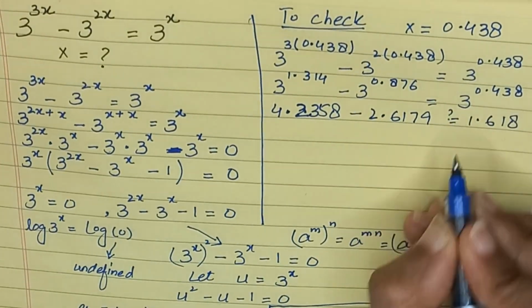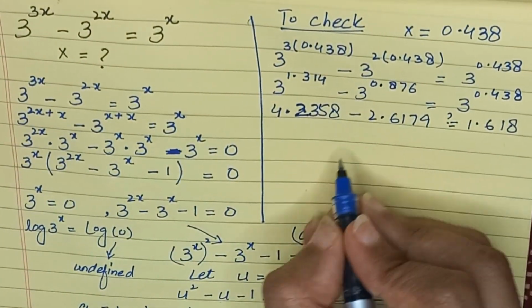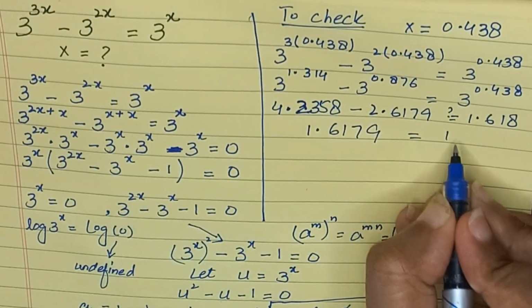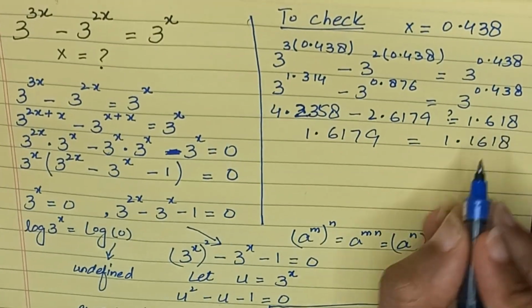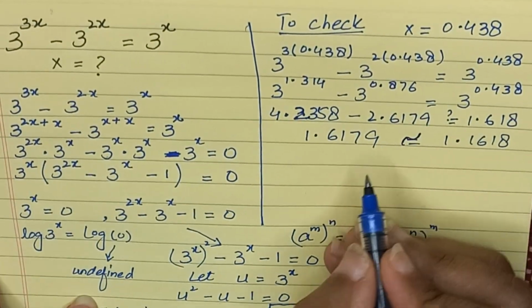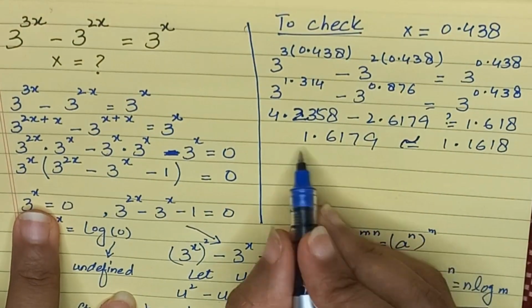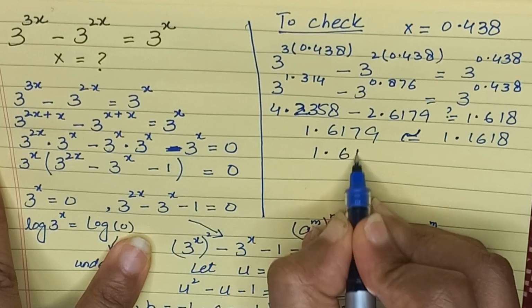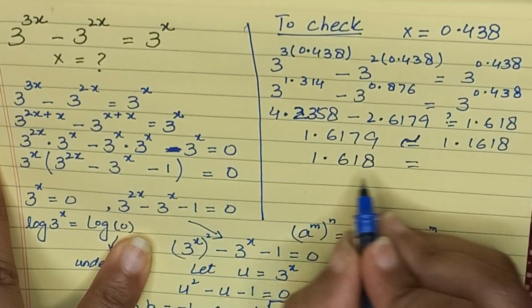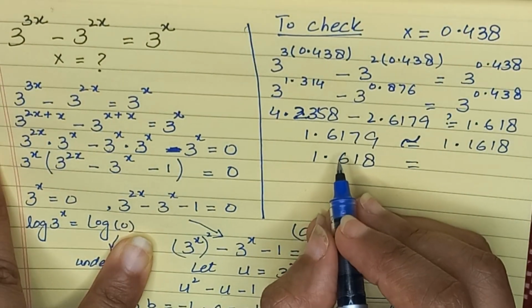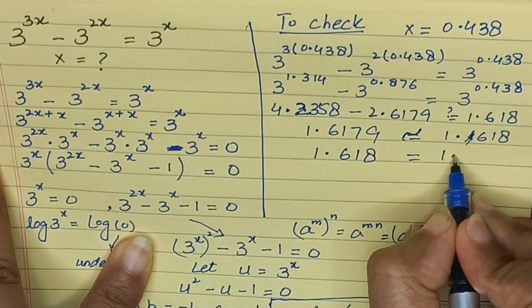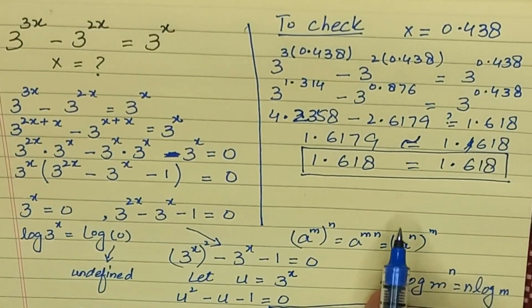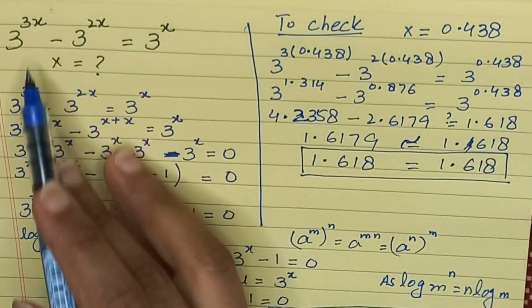which is equal to 1.618. So this minus this will be equal to 1.6179, which is equal to 1.618. It is approximately equal. If we round off this value up to 3 decimal places, it will become 1.618, which is equal to 1.618. So the value of x will satisfy this equation.